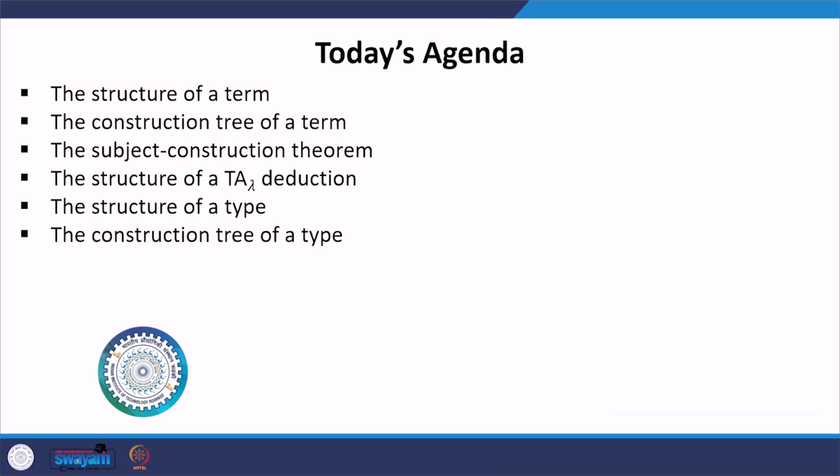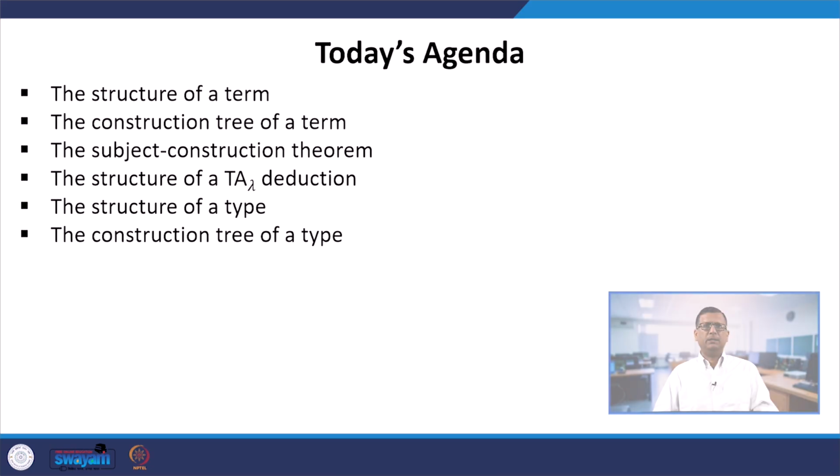Everyone, welcome to lecture 14 of this course. In the previous lecture, we discussed the type assignment theory and the system T lambda. Today we are going to discuss the structure of a term, the construction tree of a term, the subject construction theorem, the structure of a T lambda deduction, the structure of a type and the construction tree of a type.